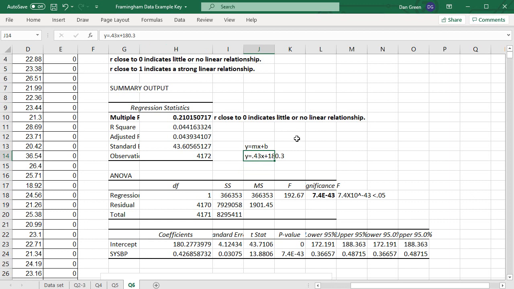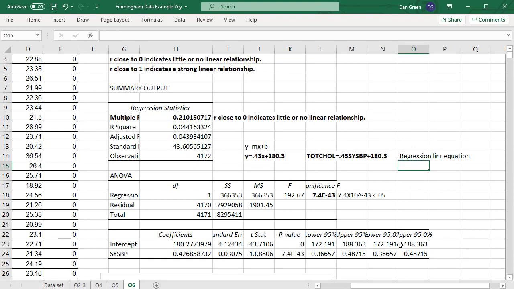Or you could also write this as our dependent was total cholesterol. So total cholesterol level will equal 0.43 times systolic blood pressure plus 180.3. So that's saying if you have a given systolic blood pressure, you can plug that value in here, multiply it by 0.43, add 180, and you'll get the predicted total cholesterol value. So that is the equation of the regression line.